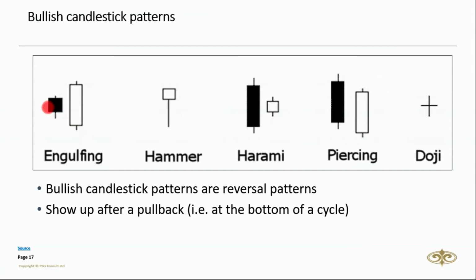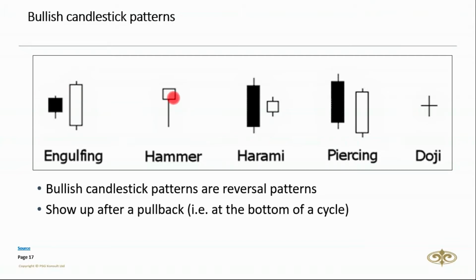The buyers have overwhelmed. That's another word you can use when you see this kind of pattern. Engulfed or overwhelmed the sellers. In other words, demand is greater than supply. Buyers are ready to take control of the stock, and you can anticipate a nice little run from there. So that's what we call a bullish engulfing pattern.